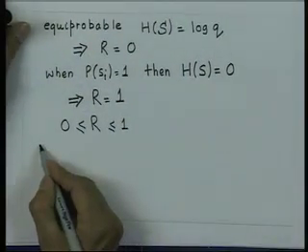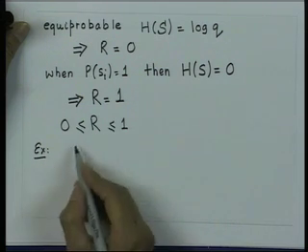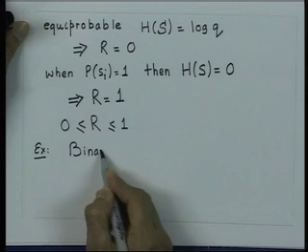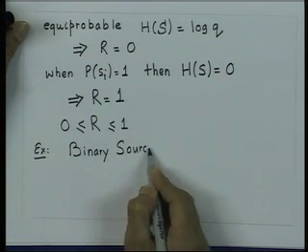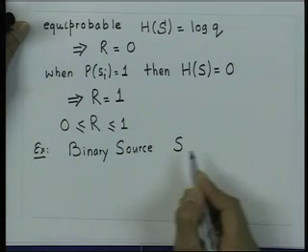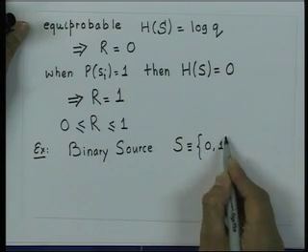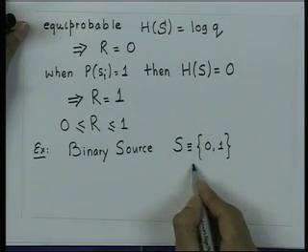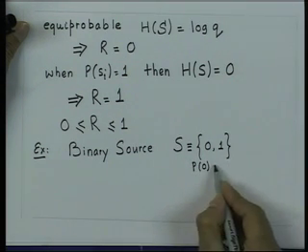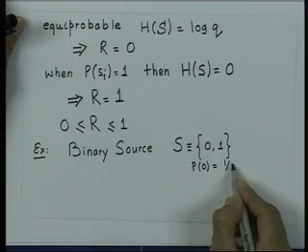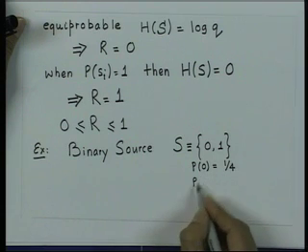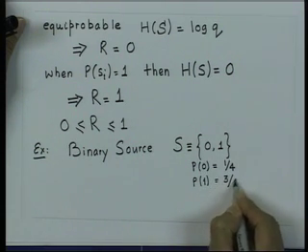Let us take a simple example to get the feel of this factor which we have defined recently, that is redundancy. Let me take a simple case of a binary source. Let me assume that the binary source alphabet is 0 and 1, and the probability of symbols is given as 1/4, that is the probability for 0, and the probability of 1 is given as 3/4.